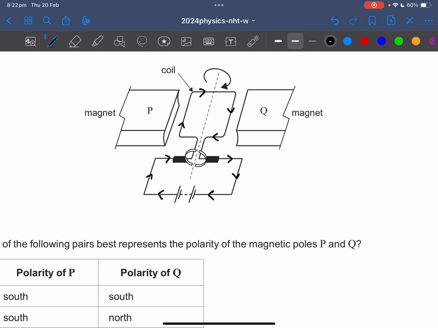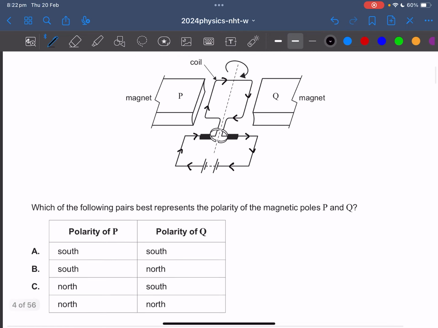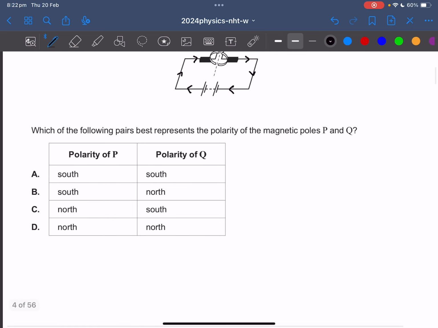Okay, so now if we just use our right hand slap rule, P is going to be south. And this one is going to be north. Okay, so option B.